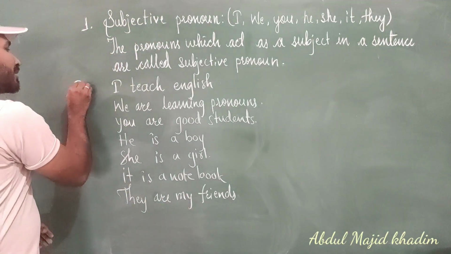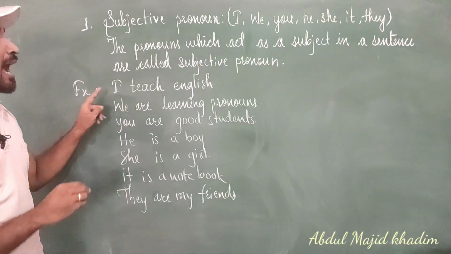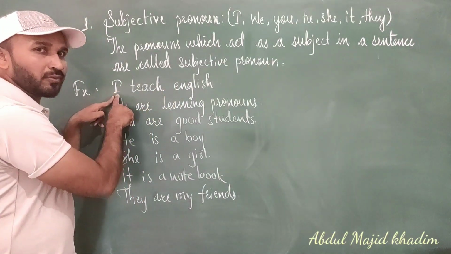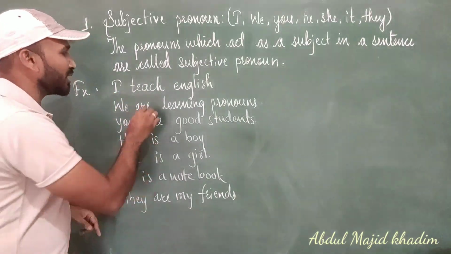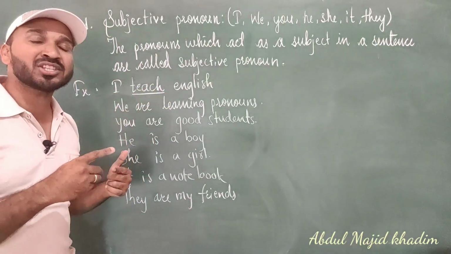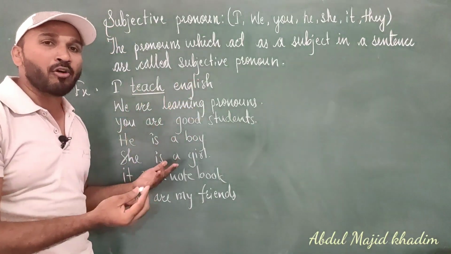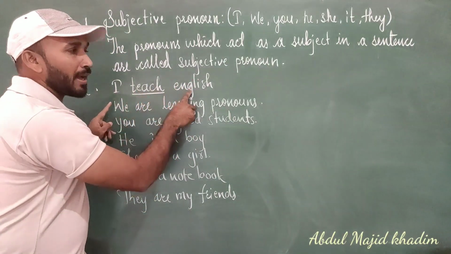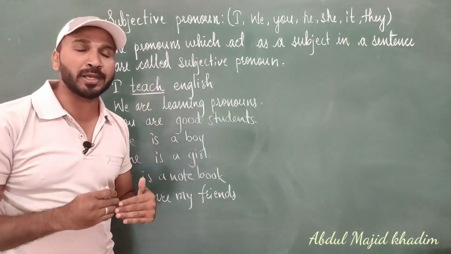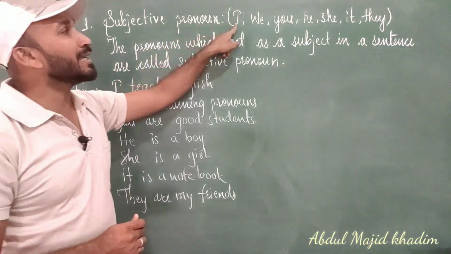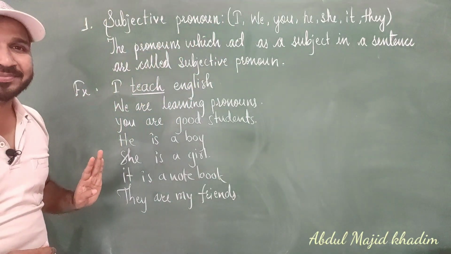So examples are here. The first one is: I teach English. So who is the doer of action? I is the doer of action here. What is the action? Teach. Teach is the action, verb first form. English is the object. So subject, verb and object. This is the pattern of framing the sentence. So here subject is I. So I is a subjective pronoun.